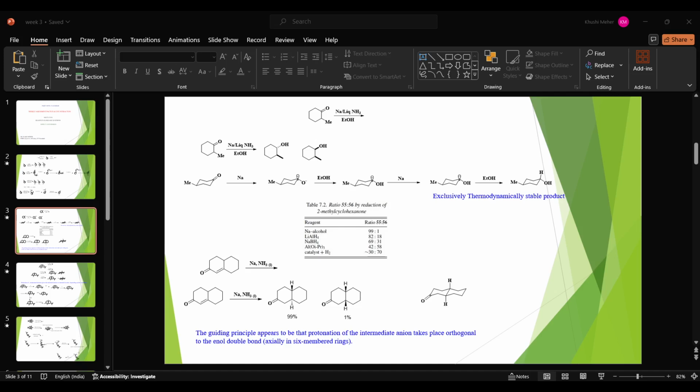Suppose you don't need to resolve, you just want to see. Suppose you run a trial reaction and are trying to synthesize a compound, and that compound is chiral. You want to check how much of one isomer is formed as compared to the other isomer. First you have to check, then only you will separate. That is the enantiomeric excess. Then how will you check the enantiomeric excess?